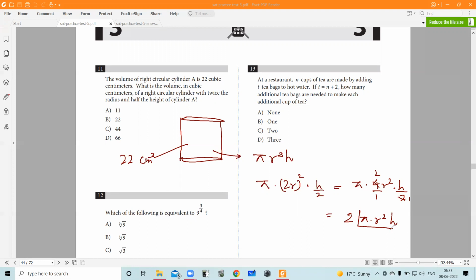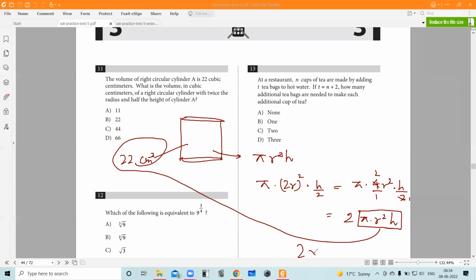Wait, I'm sorry. Okay. So you multiplied the 4r squared times the height over 2, and you got 2r squared h and pi is there. And then I put the 2 in the front. Is that okay? Yes. And this pi r squared h, I know it's 22 cubic centimeters. So it's like 2 times 22. That makes 44. Is that clear? Yes.